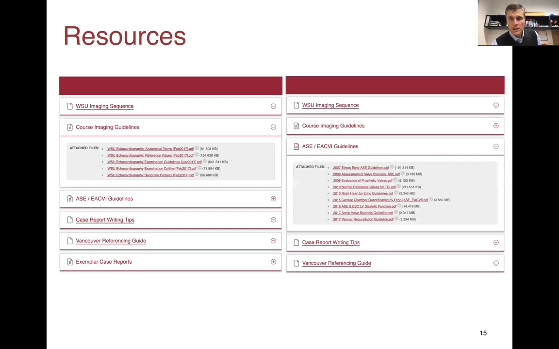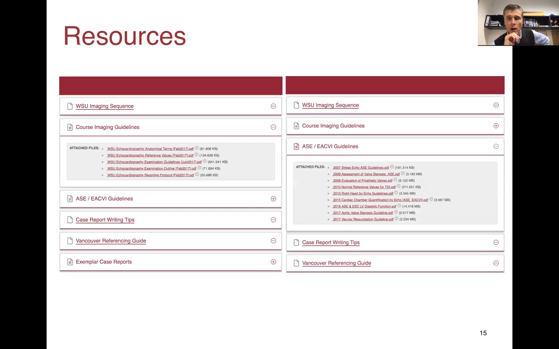The guidelines, there's about 10 different guidelines available to you that you can download and print off, whether your department has them or not. There's a couple there that will come in really handy this semester.